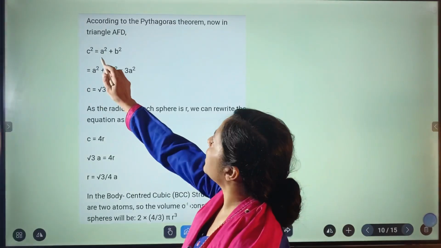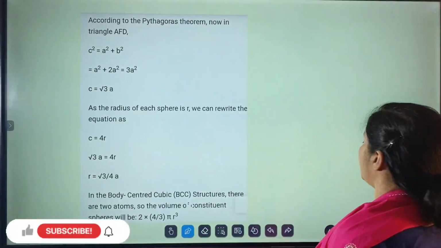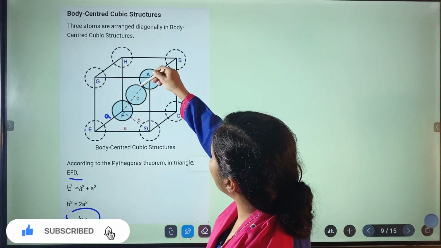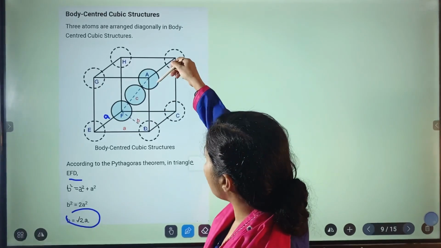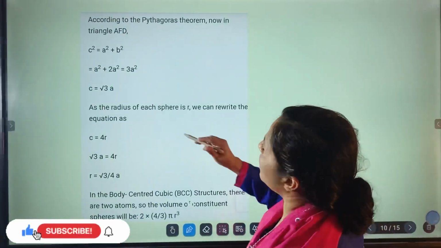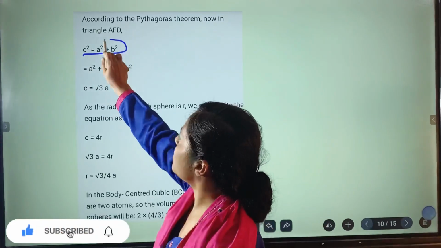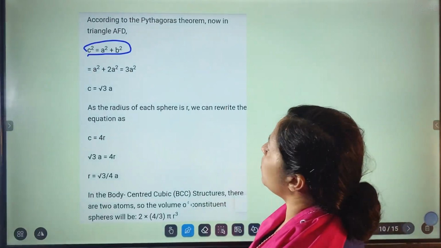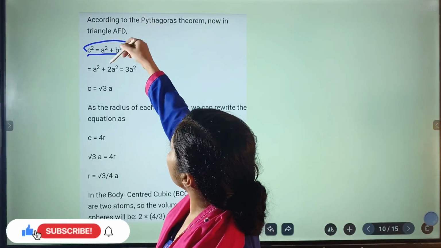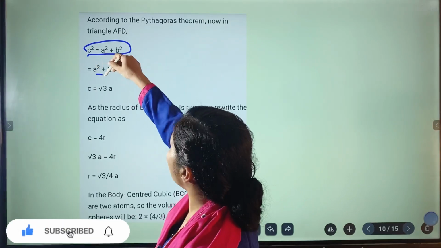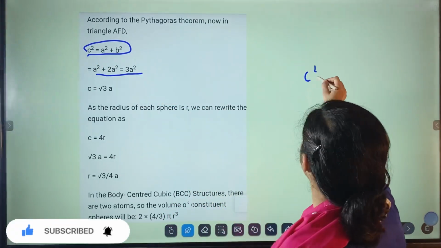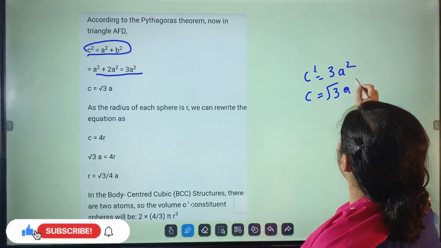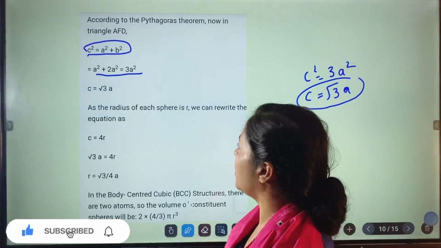After that, we take the triangle AFD. This value is C, this is B and this is A. On applying the formula, C is our hypotenuse, so C square is equal to A square plus B square. The value of B square is 2A square. So we put it as C square is equal to 3A square. Then the value of C will come out to be root 3 A.